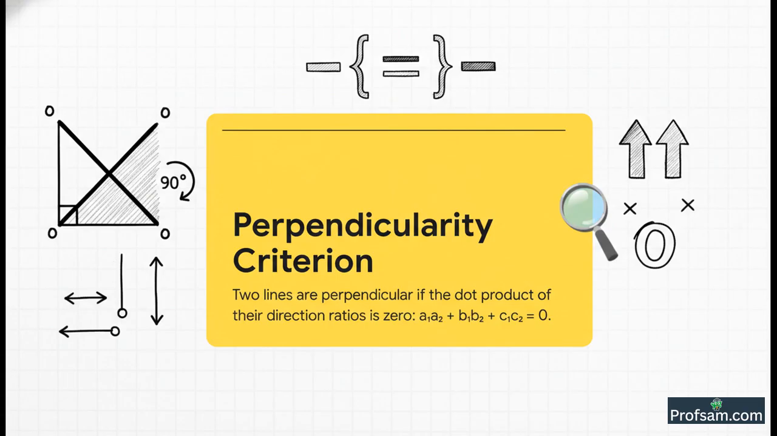All you have to do is calculate that one value. If the answer comes out to be 0, bam! The lines are perpendicular, and the angle is 90 degrees. That's all there is to it.